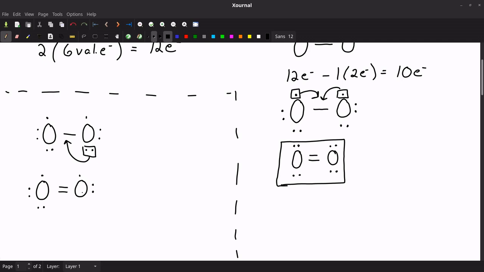Now I can do my count from this guy's perspective. He has 1, 2, 3, 4, 5, 6, 7. Still missing an electron that it wants. From this guy's perspective, he has 1, 2, 3, 4, 5, 6, 7, 8, 9. He has 1 too many electrons.